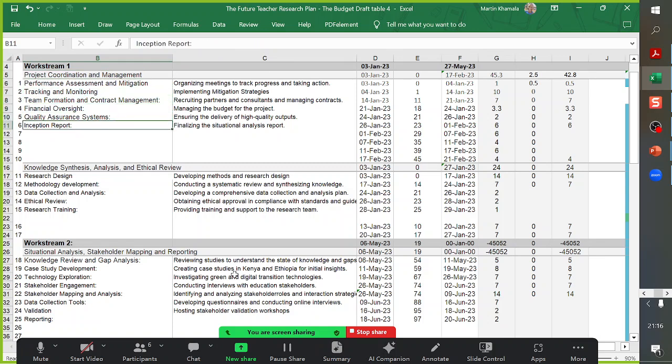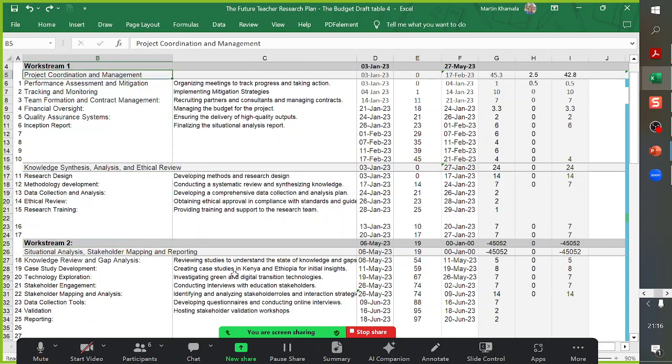All right. So when you put the inception report here, then you talk of finalizing the situation analysis report. Because for me, situation analysis, because if you look at work stream 2, you're already calling it situation analysis, stakeholder mapping, and reporting. But at the same time, here you are talking about finalizing situation analysis. So how would you be finalizing the situation analysis report? Yet work stream 2 is where it is about. I thought 2 is basically situation analysis.